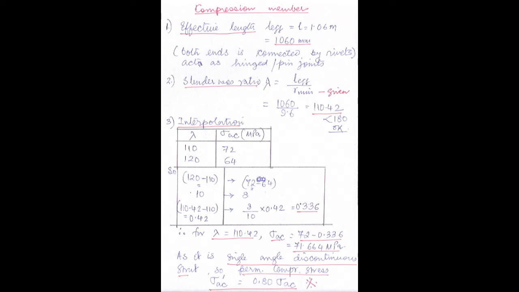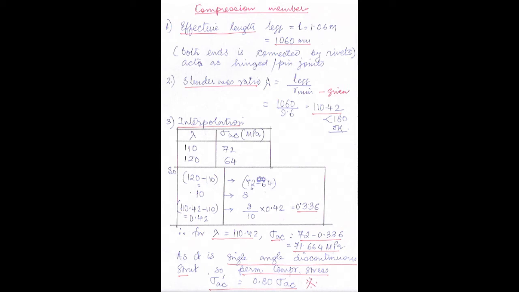Second step, now we have to find the slenderness ratio. Slenderness ratio is equal to L effective by r min. Now r min is already given. L effective is 1060. What is r min? That is 9.6 centimeter. Sorry, 9.6 millimeter. Please see the question again.